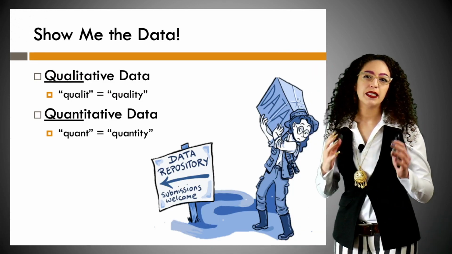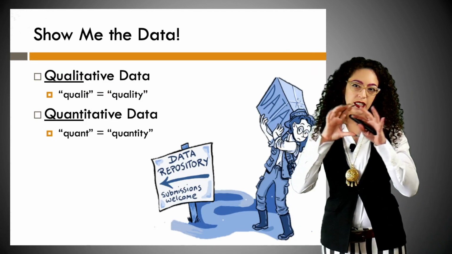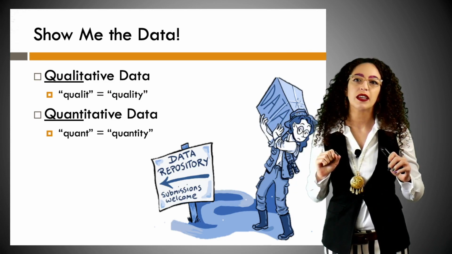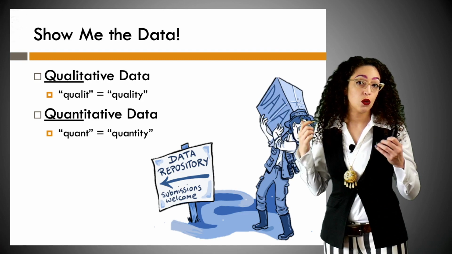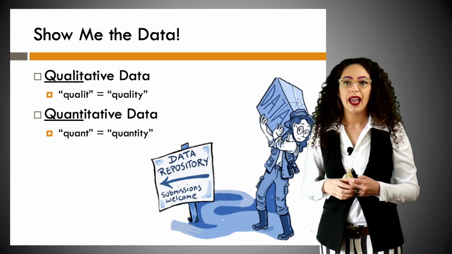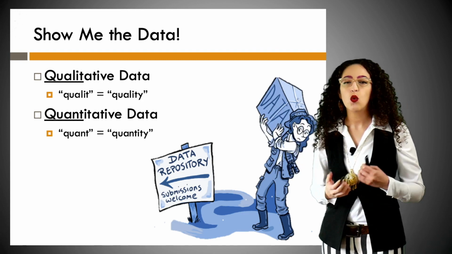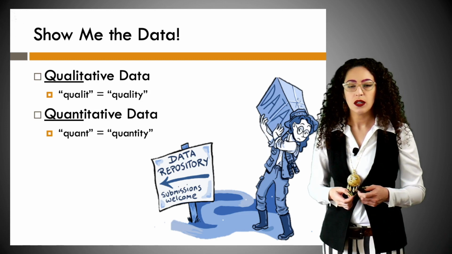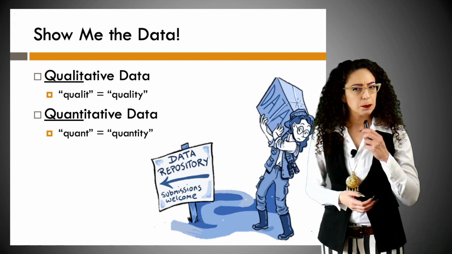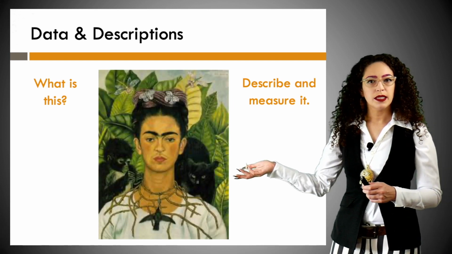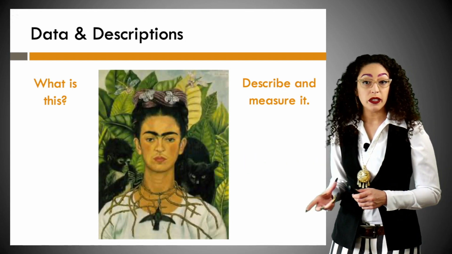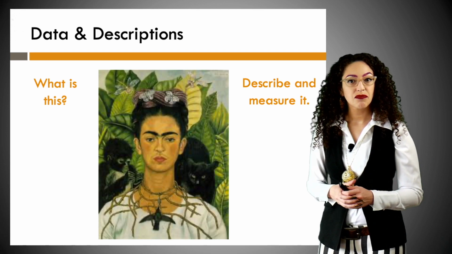There's 2 main types of data that we can categorize them in, like we can lump them into 2 main things. We can talk about qualitative data, which is like the quality of something, and quantitative data, the quantity of something. What is the main difference between those? Let's have a look at this. What is this? Describe it and measure it somehow. Take a second. Go.